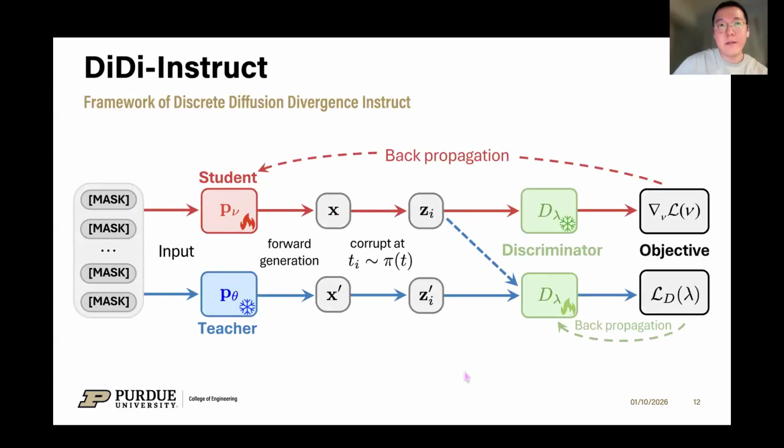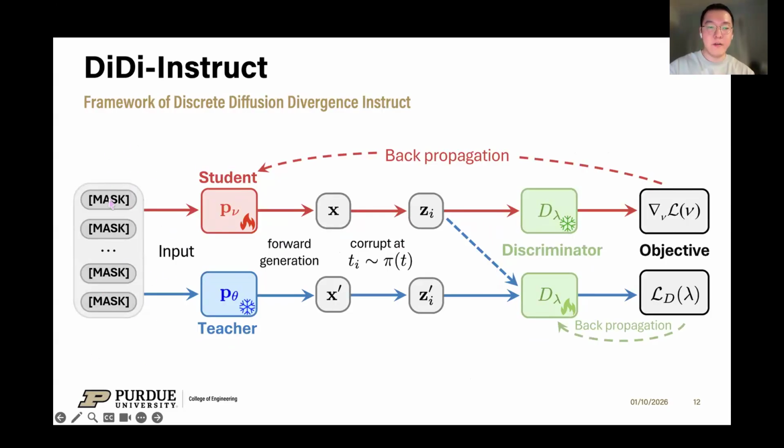So if there's no other question, I will move on to introduce our training framework. As I mentioned before, we have the teacher model and the student model. The teacher is frozen, and we only train the student model. Because we also consider some adversarial training, we also have a discriminator here. And the main process is here.